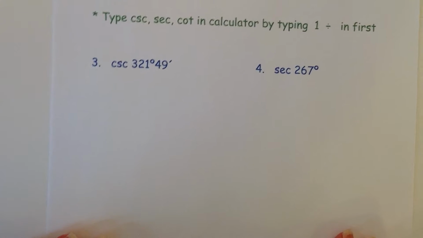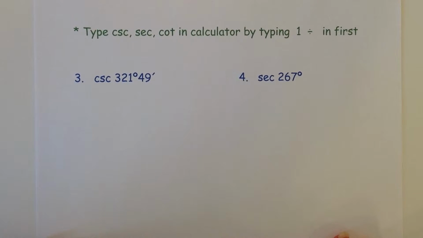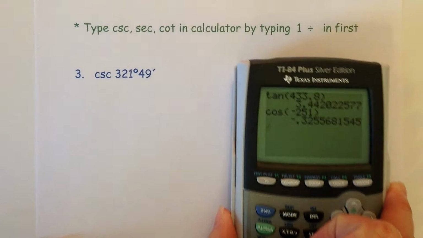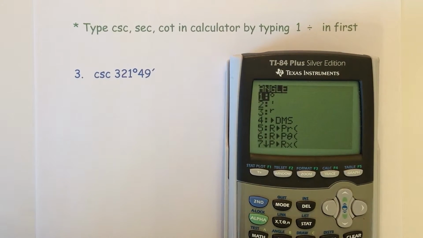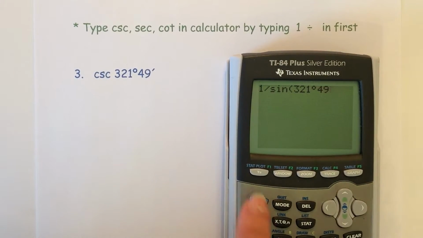Okay, next ones that we're going to look at, here's just a couple of examples of dealing with either cosecant, secant, or cotangent. So again, the reminder at the top, same thing as before. You would need to start out by entering these in the calculator with 1 divided by, because we're going to have to use reciprocals. So on the first one, you would have 1 divided by, of course you would use sine, since that's the reciprocal of cosecant, 321. Of course we'll have to go to our angle menu to get the degree symbol. Then 49, go back to your angle menu to get your minute symbol.